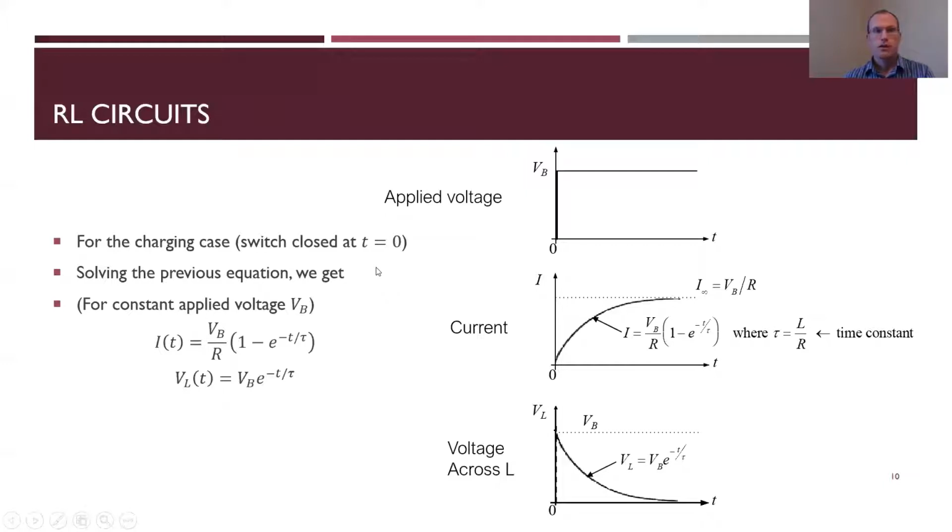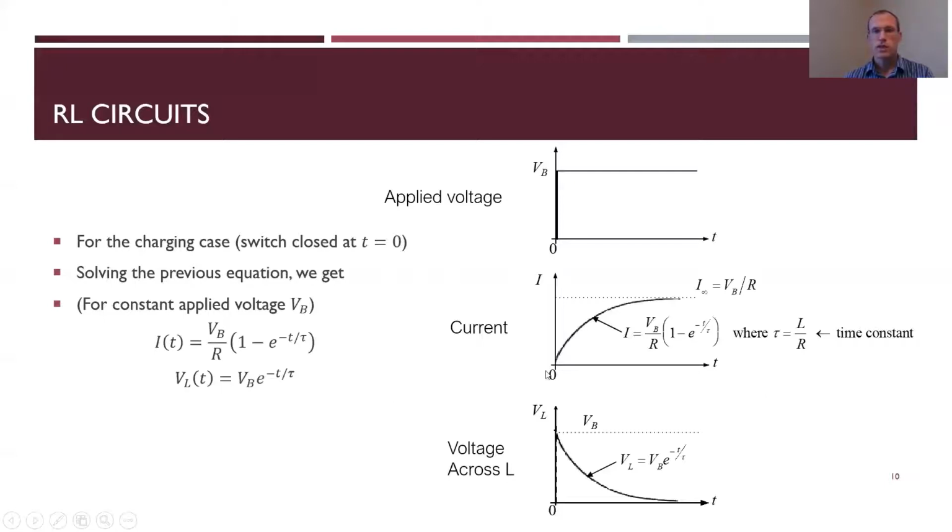So, charging case, switch closed. Its switch was open, and that t=0 switch is closed and stays closed for positive time. Solve that previous equation. If you have a constant applied voltage, so DC battery source essentially, we find that the current is VB over R, 1 minus exponential negative time over the time constant tau. So again, very similar to capacitors. Voltage through the inductor, VB e to the negative t over tau.